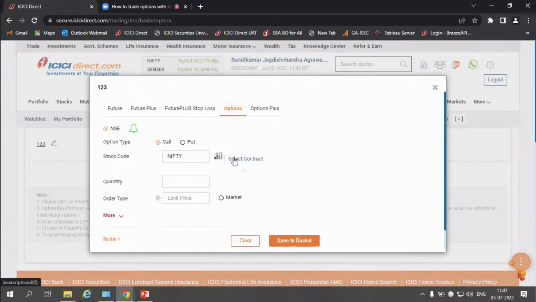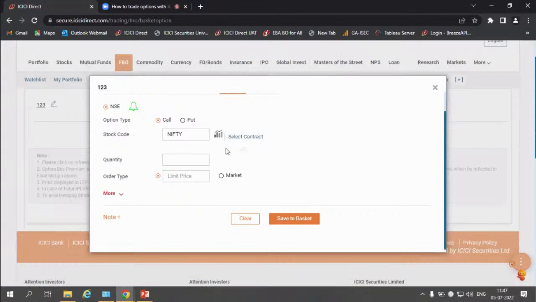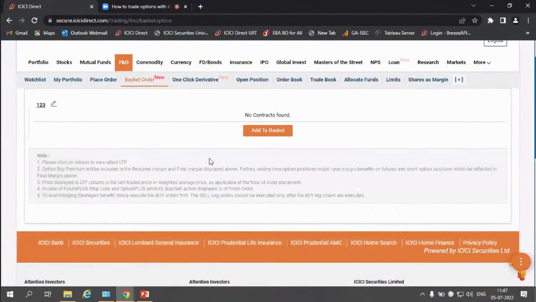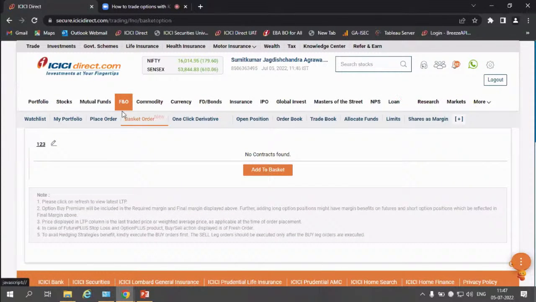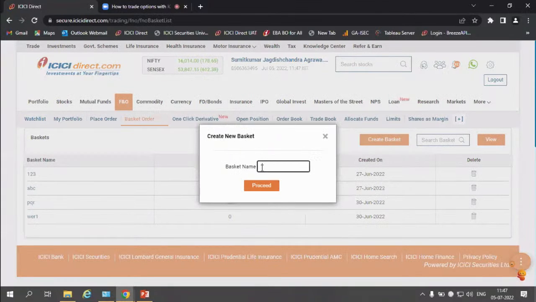Let me select contracts. Why is it not happening? Right, let me create a new basket altogether.